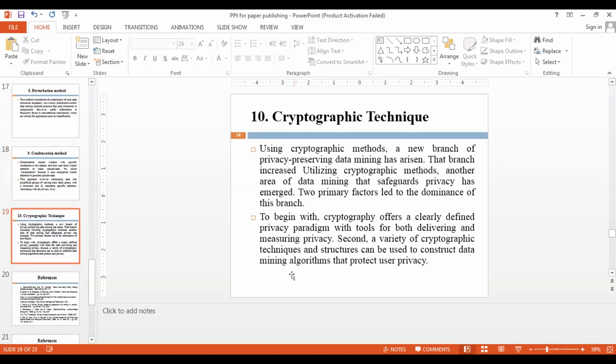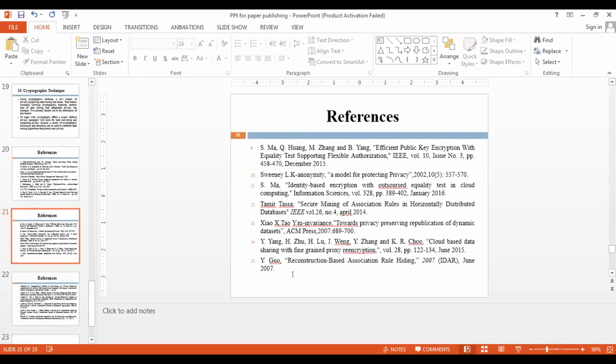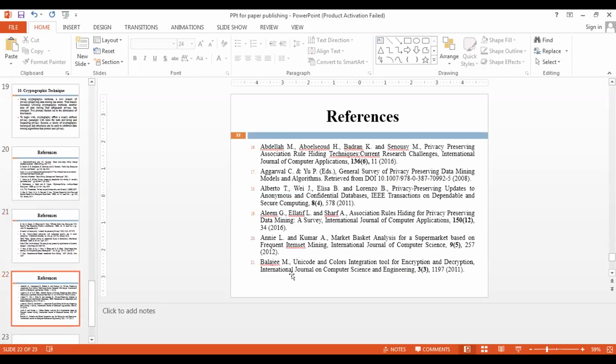Two primary factors. First, cryptography offers clearly defined privacy parameters, with tools for diversity and measuring the privacy. Second, a variety of cryptographic techniques and structures can be used to construct data mining algorithms that protect the main data privacy. And these are all the references, the papers from where we have taken the ideas and examples, and we have kept them together.